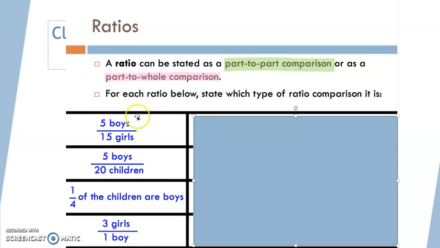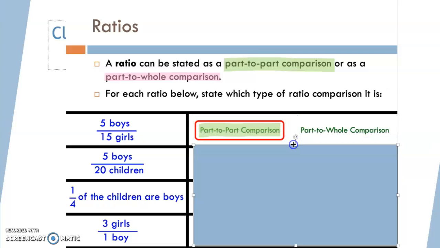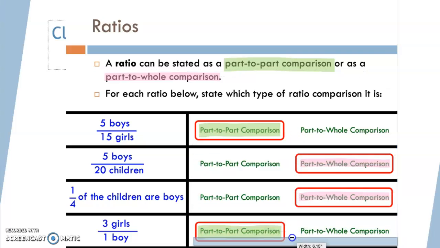Okay, so 5 boys for every 15 girls. Is that part to part or is it part to whole? If I was doing this with a group of students, then I could pull this down and reveal it. Okay, you can do the same thing visually as you're going through slides or also in your workbook.